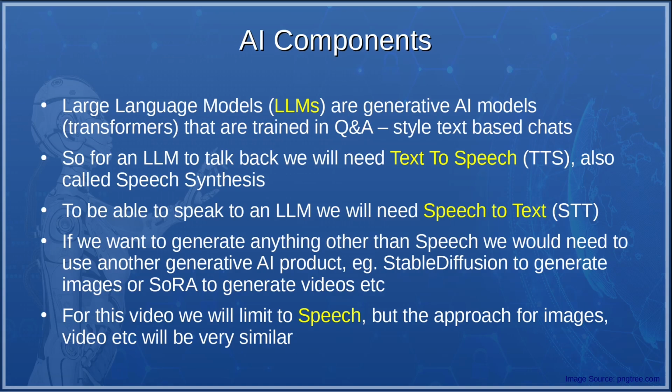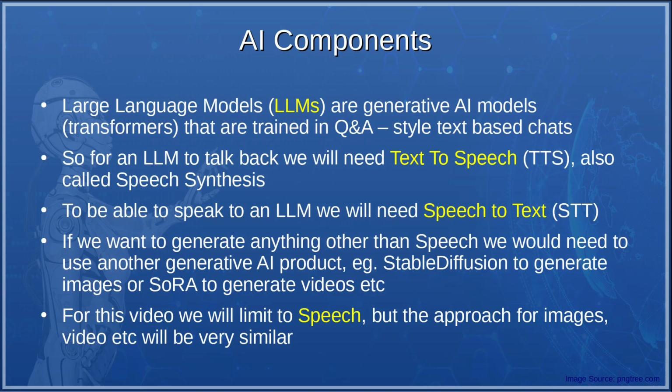So let's look at the AI components that we want to use to generate what you've seen in the previous video. So large language models, or LLMs, they're generative AI models. And they're trained not just to spit out language, but also to respond in a Q&A style. They take text as input and they generate text as output.